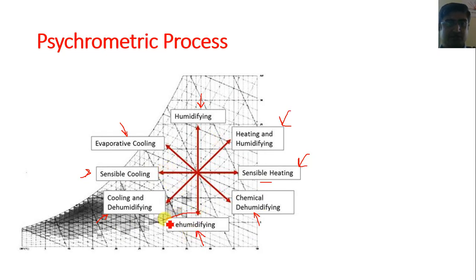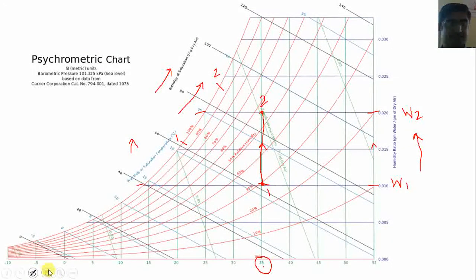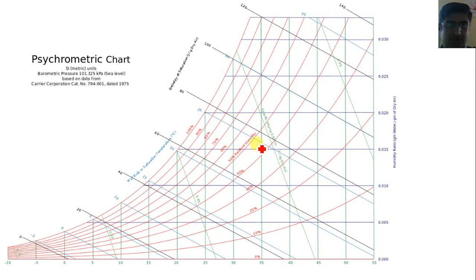Now similarly, in the case of the dehumidification process, or only the dehumidifying process, let's see what happens. In the case of a dehumidification process, identify the point number 1. We must go to the vertical straight line in the downward direction, which indicates the dehumidification process, or only the dehumidifying process. In that case also the value of dry bulb temperature remains the same, or constant.